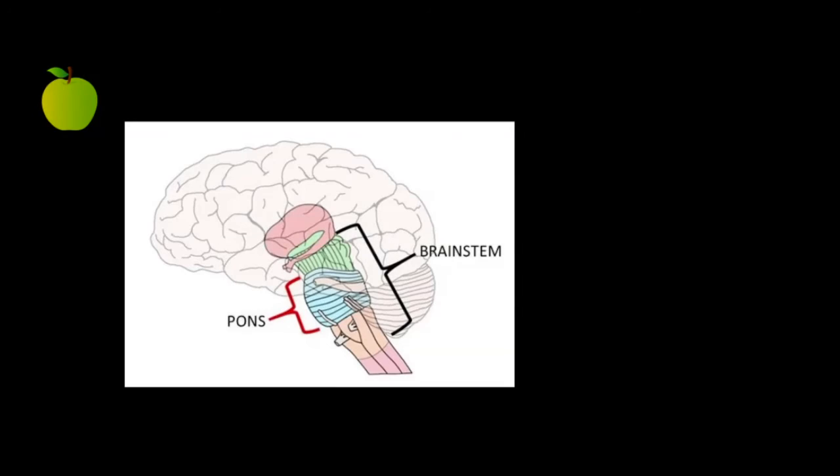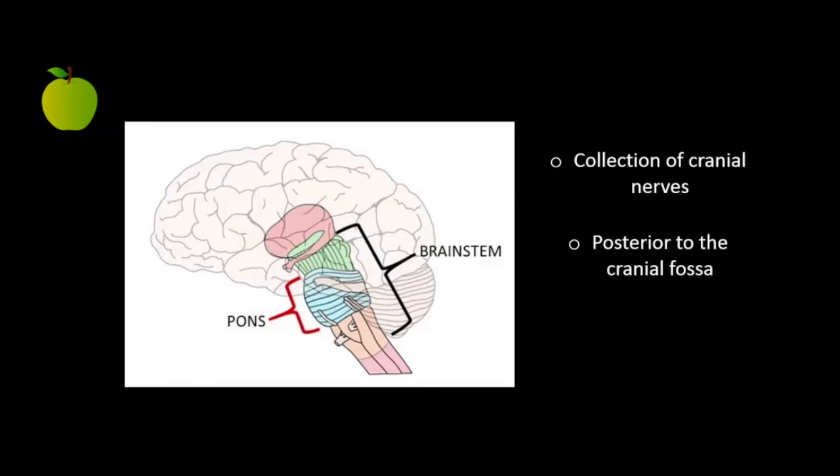The largest part of the brainstem is called the pons. It can be described as horseshoe-shaped and features a collection of nerves situated within the anterior portion of the posterior cranial fossa. Overall, it is situated superiorly to the medulla, inferiorly to the midbrain, and anteriorly to the cerebellum.